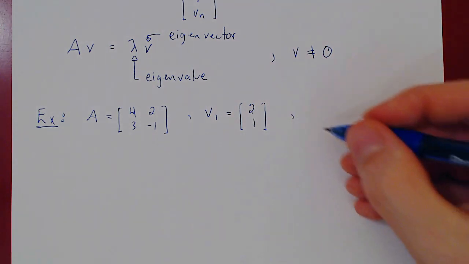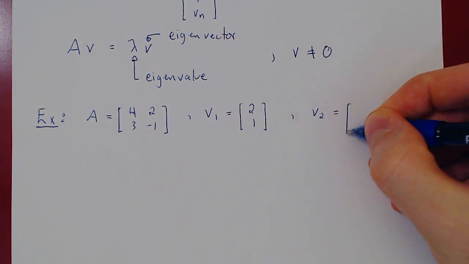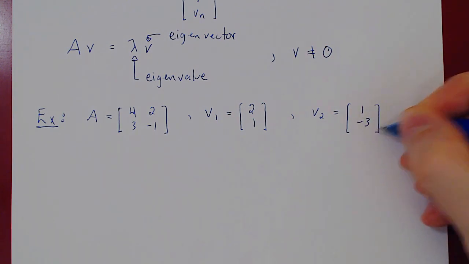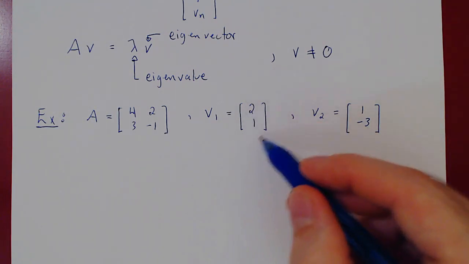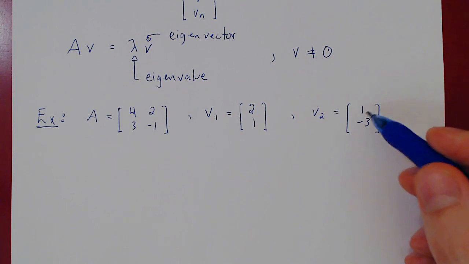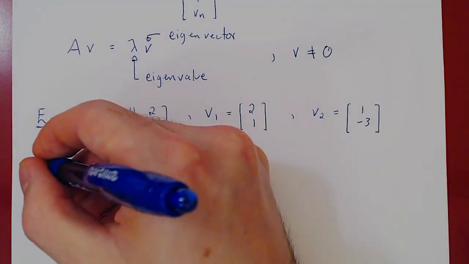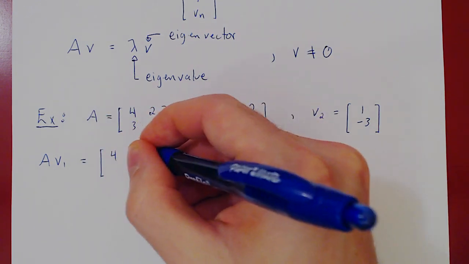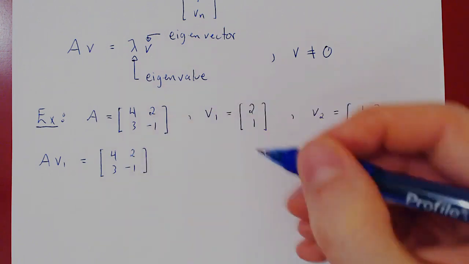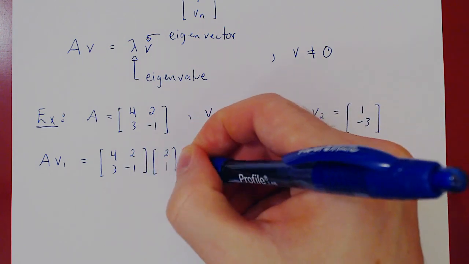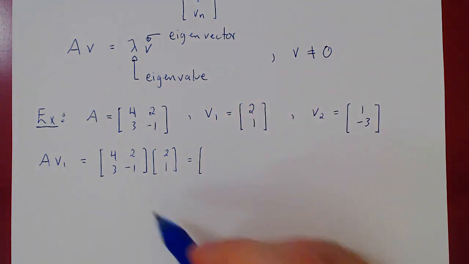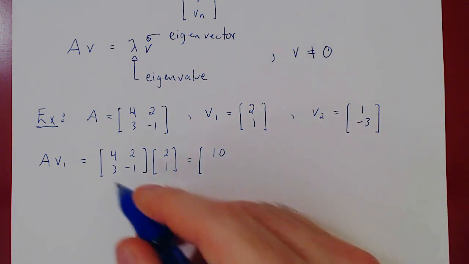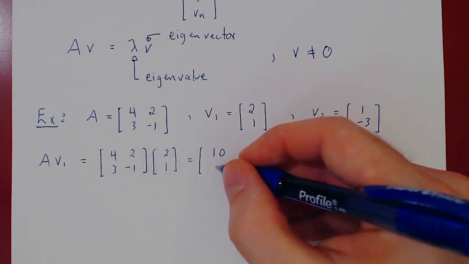And we'll take another vector V2, and say the entries of V2 are 1, negative 3. I claim that V1 is an eigenvector of A, and V2 is an eigenvector of A. Let's check. Let's compute A times V1 first. So the matrix A is 4, 2, 3, negative 1, times the vector 2, 1. So what do we get? 4 times 2, 8, plus 2, 10. 3 times 2, 6, minus 1, 5.